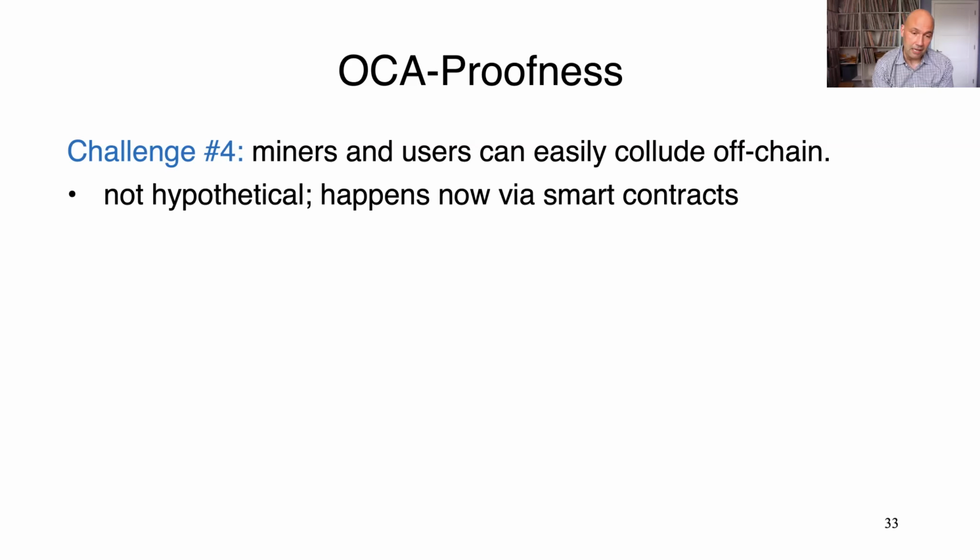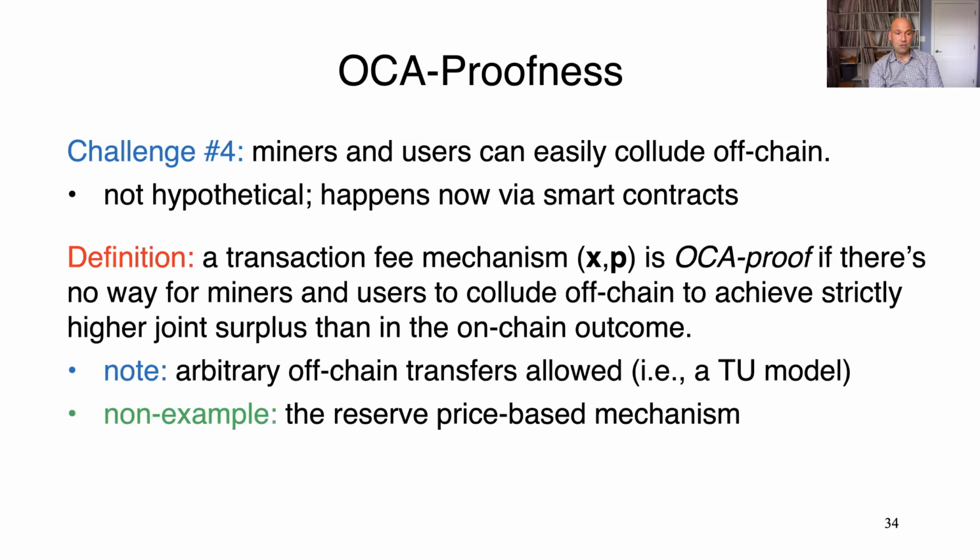And this is not hypothetical. In a lot of traditional mechanism design applications, this would be hypothetical. But already now you see things that can be interpreted as off-chain collusion between miners and users to accomplish various goals. So we really have to worry about it. For any transaction fee mechanism, we have to assume that miners and users will do this if it's in their own best interest. So the final incentive compatibility guarantee says we want a transaction fee mechanism where there is no such incentive, where the miner and users cannot make themselves better off by doing something off-chain.